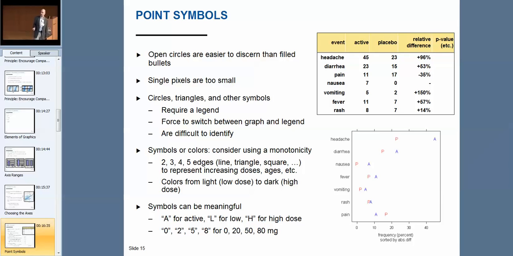Or also one could use numbers. If you have doses, one could use 1 number or 2 numbers, even if it's not too much data. You can actually put 0, 20, 50, 80 inside the graph instead of squares and triangles and circles. That makes it easier to read.